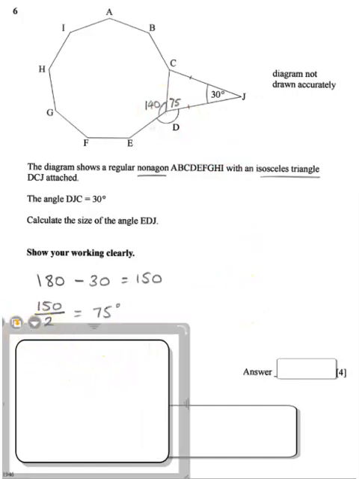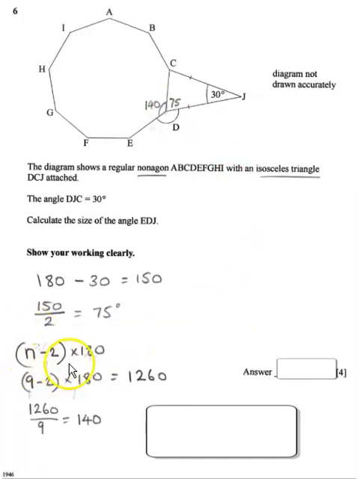So the next one is we start off with n minus 2 multiplied by 180. If there's 9 sides, you just do 9 take away 2 is 7, and then you multiply it with 180, and that would be 1,260. Because it's got 9 sides, you divide it by 9 to find out what each angle would be in this regular polygon. So it's 1,260 divided by 9, which is 140. So that means we've got this angle now.